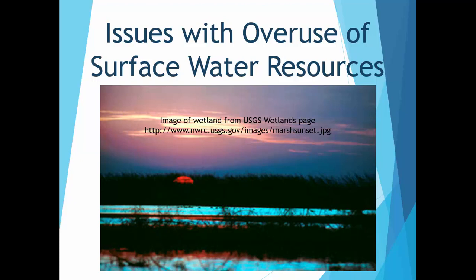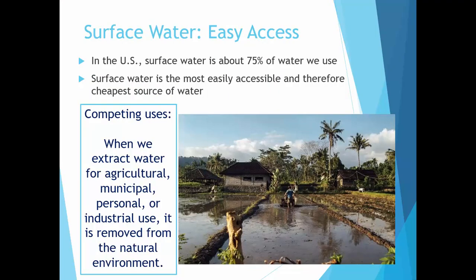We tend to use a lot of surface water around the world, and because of that we have a lot of issues and impacts on surface water systems. In the United States, surface water accounts for about 75% of water that we use, and worldwide it is equally widely used, and that's because surface water is easily accessible and also cheap because you don't have to pump that water out of the ground.